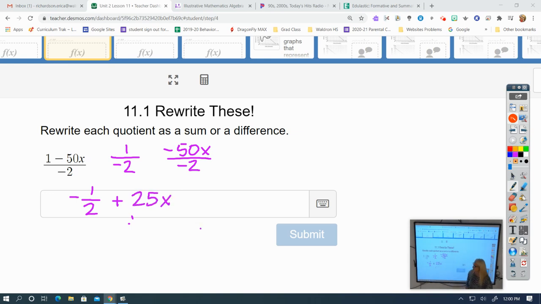25x. And so you can see here, if I ask you where the slope and the y-intercept are, the slope would be 25 and the y-intercept would be negative 1/2. As an ordered pair, it's 0, negative 1/2.